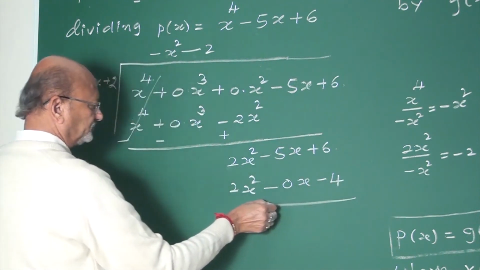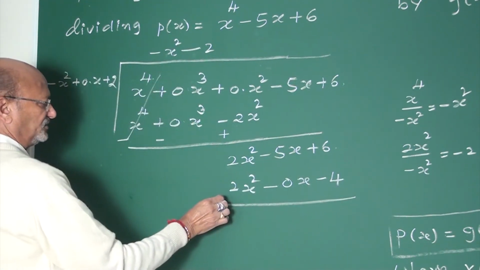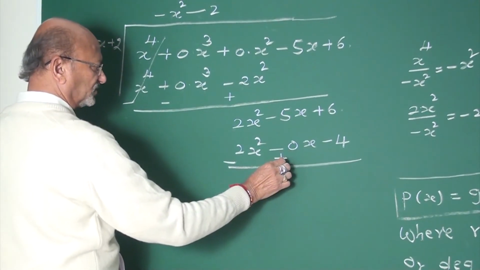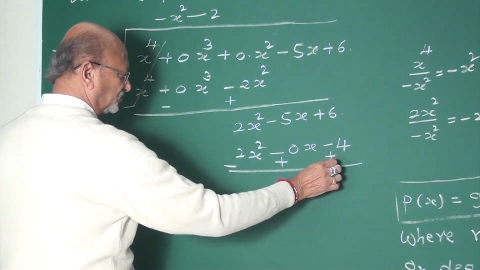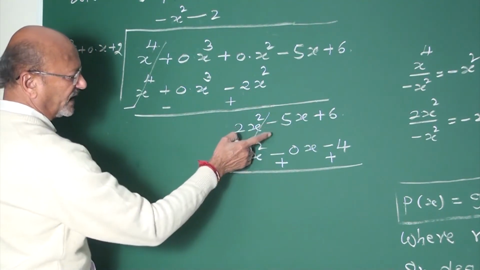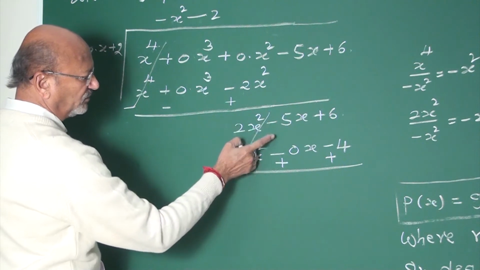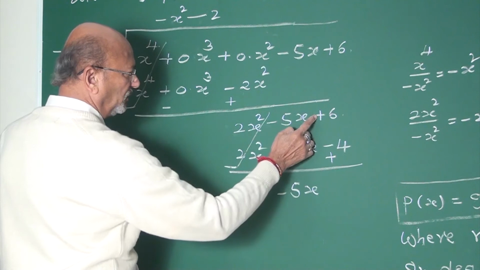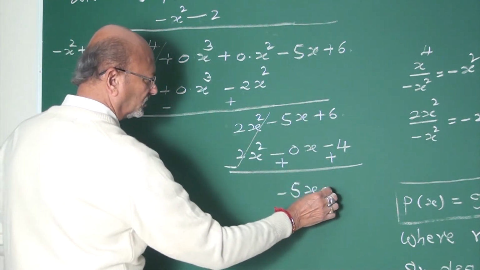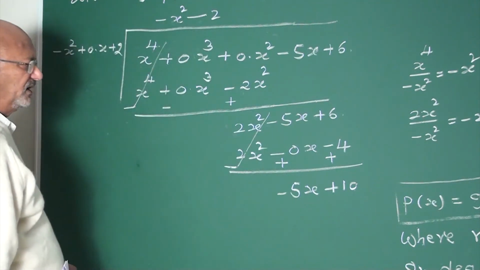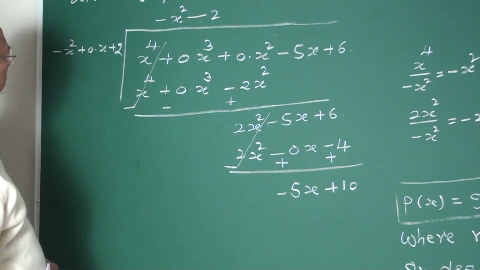Minus 4. Yes, right. Change the sign. Now this is plus. Plus with minus means, my friend, it cancels. You are adding these two. Minus 5x plus 0 is minus 5x. Plus 6 plus 4 is, my friend, plus 10. Minus 5x plus 10. Yes.